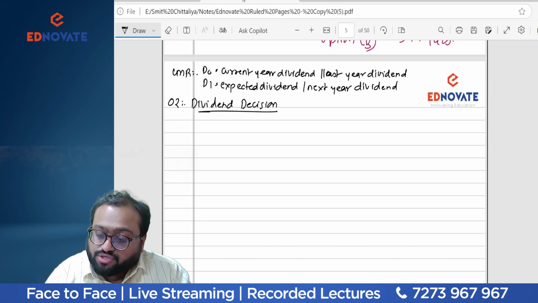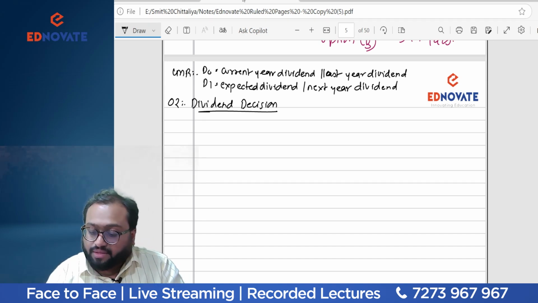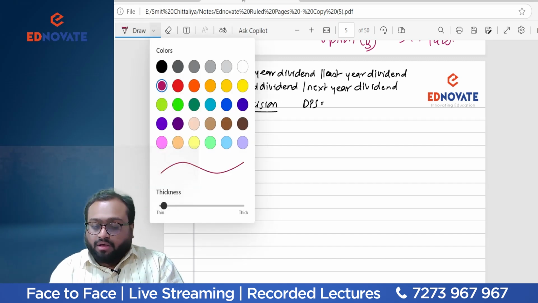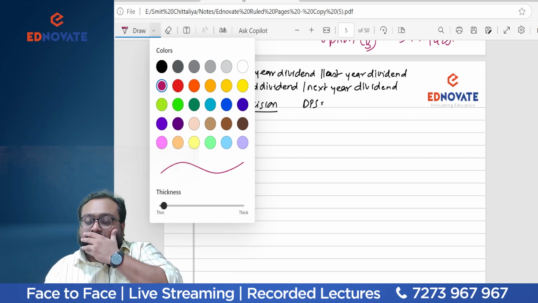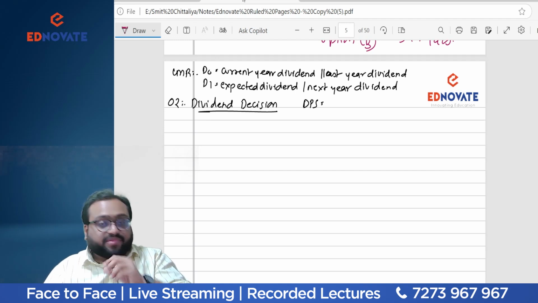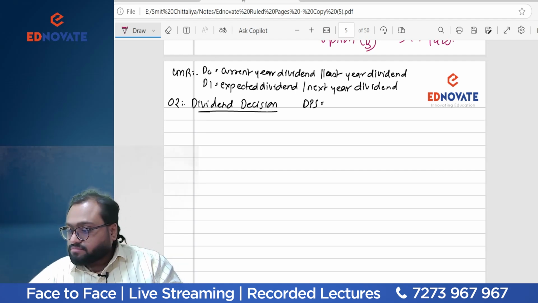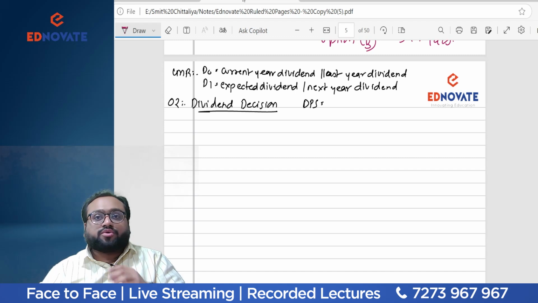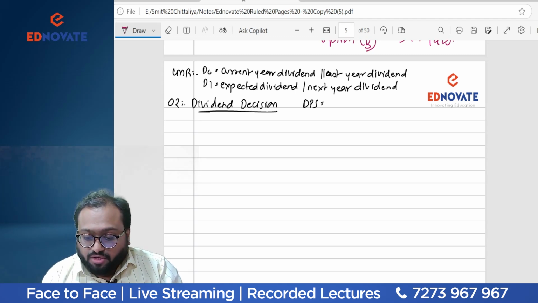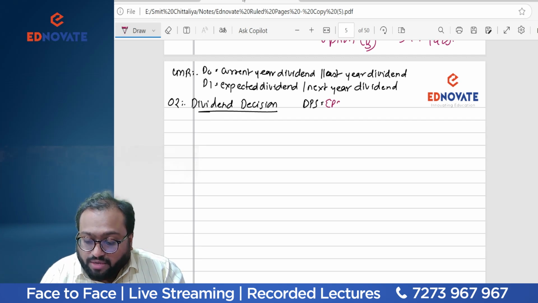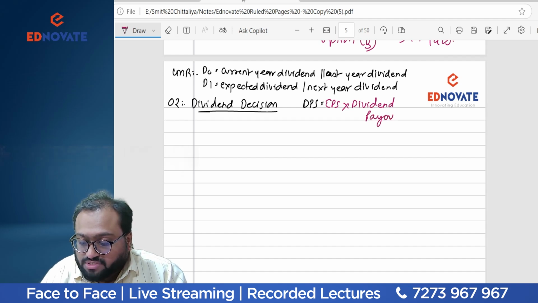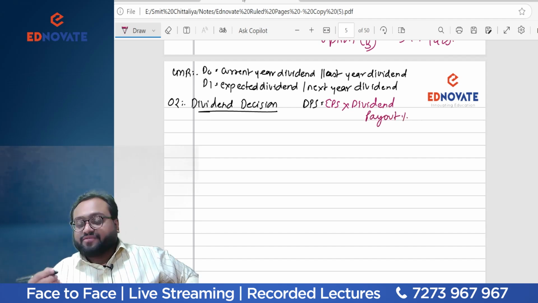One more thing, whenever the question is asking you to find out D1 or D0, that is dividend per share, if the question is giving you dividend payout percentage, dividend payout is always from EPS. If the payout percentage is given, you need to multiply EPS into dividend payout percentage, and you will get DPS, that is dividend per share.